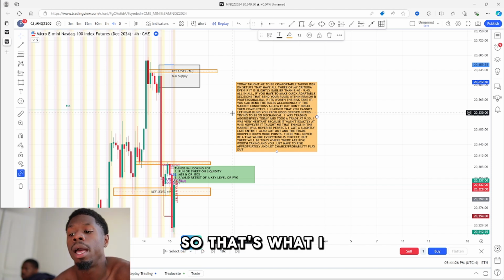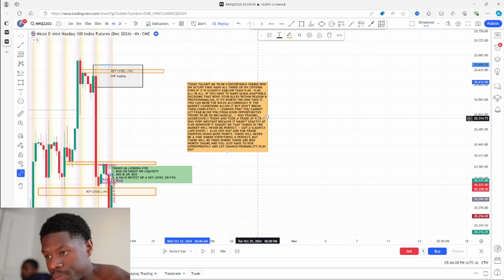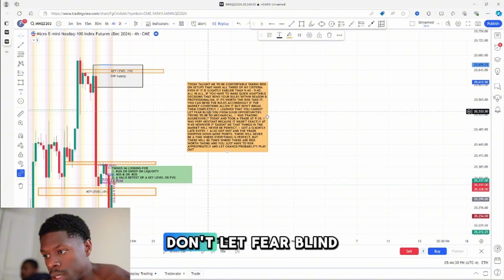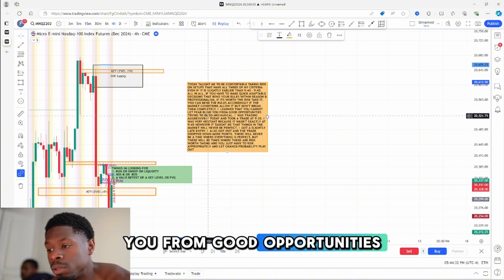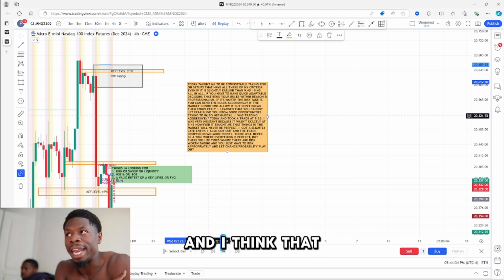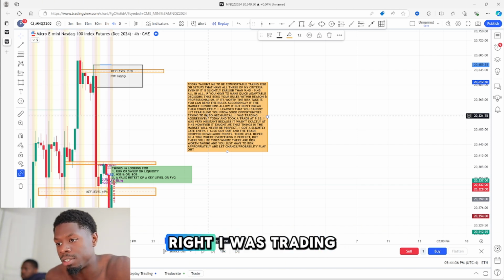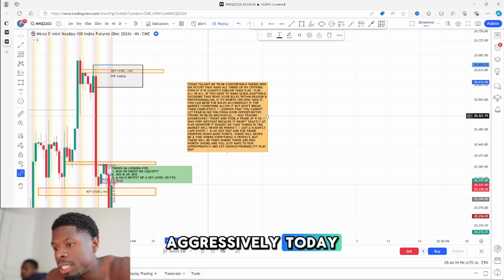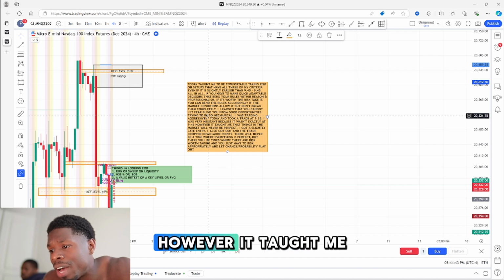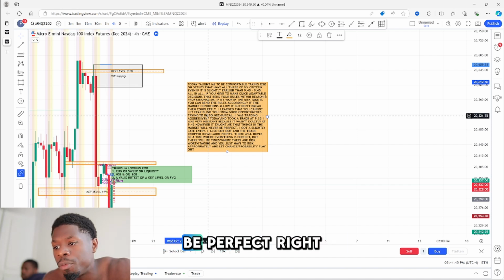So that's what I mean when I say, don't let fear blind you from good opportunities by trying to be so mechanical. And I think that just comes with time and experience, right? I was trading aggressively today and took a trade at 9:35. I was very hesitant because it wasn't exactly at 9:45. However, it taught me that things in the market will never be perfect, right?